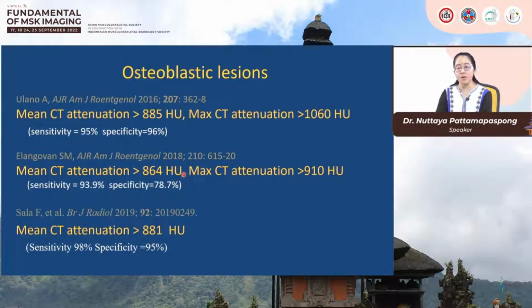And if we found it on CT scan, CT attenuation can help you distinguish osteoblastic metastasis from this enostosis. The cutoff values differ a little among studies, but the most common one that we currently use is CT attenuation more than 885 and maximal CT attenuation over 1060 Hounsfield units. It will have rather high sensitivity and specificity to call this enostosis.